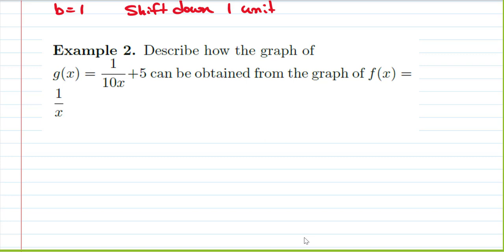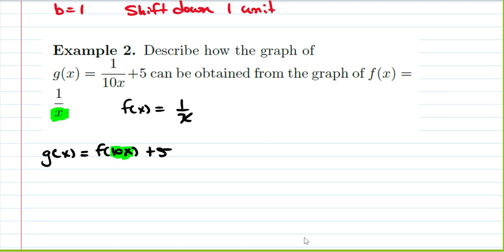So this problem actually can be done in 2 different ways, and we'll see that we get the same thing. So I'm going to write it out both ways. So if our f of x is 1 over x, we can identify g of x as f of 10x plus 5, because if I replace the x in 1 over x with 10x, what would that give me? Well, if I replace x with 10x, I would get exactly this.